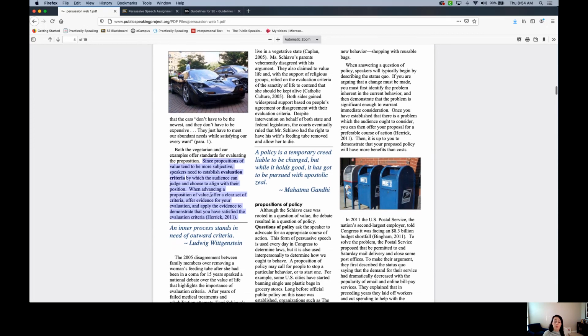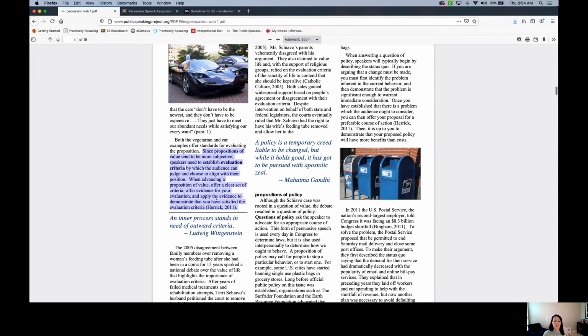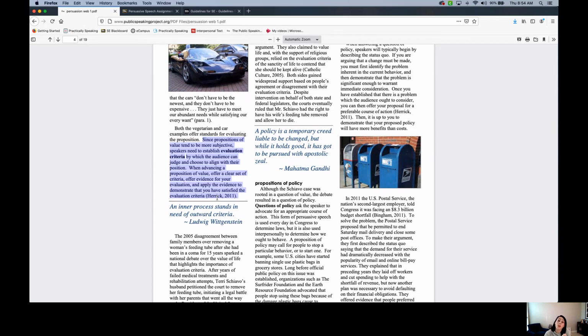When you are advancing a proposition of value, offer a clear set of criteria, evidence for evaluation, and apply the evidence to demonstrate that you have satisfied the evaluation criteria. So in a way, this is a proposition of fact plus one. It's evidence plus evaluation criteria, okay?